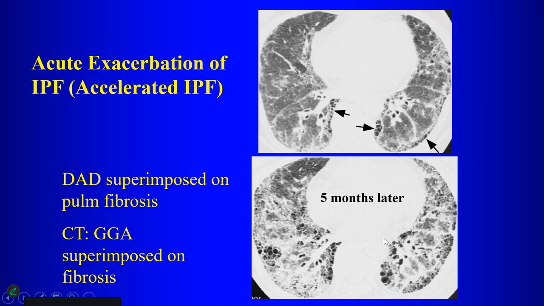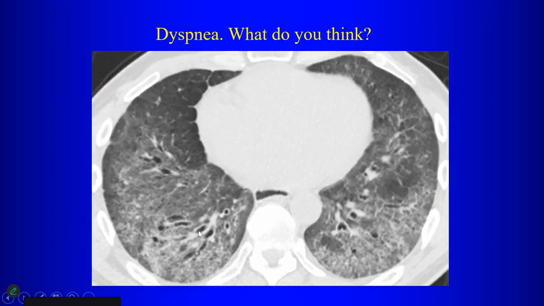That is manifested by all this ground glass opacity and consolidation superimposed on the changes of pulmonary fibrosis. Histologically, it looks like ARDS, diffuse alveolar damage, in these patients. So that's called acute exacerbation of IPF. All right, so this patient has shortness of breath. What does the CT show us?